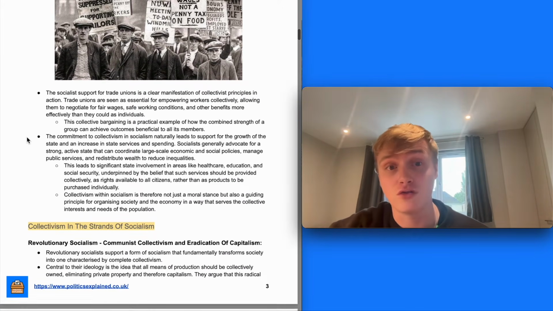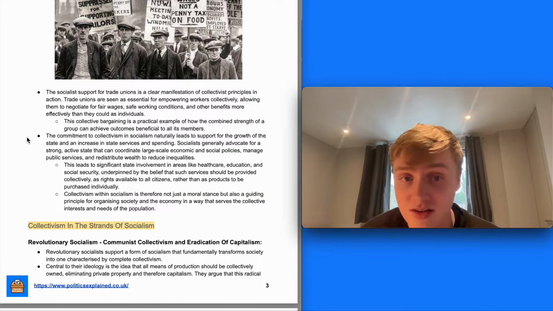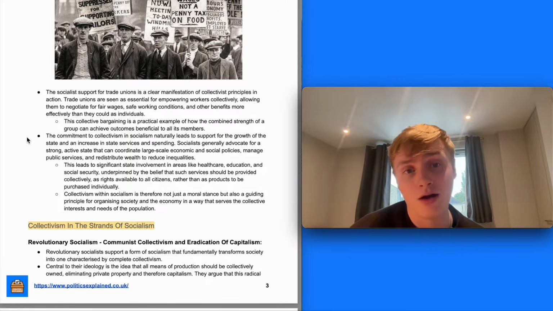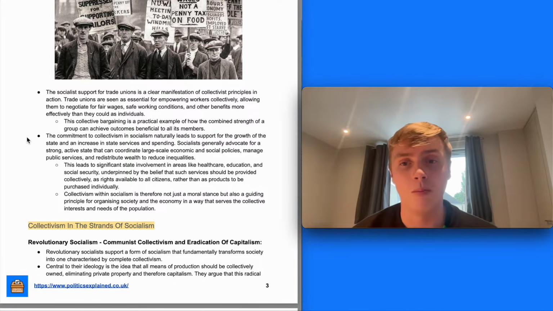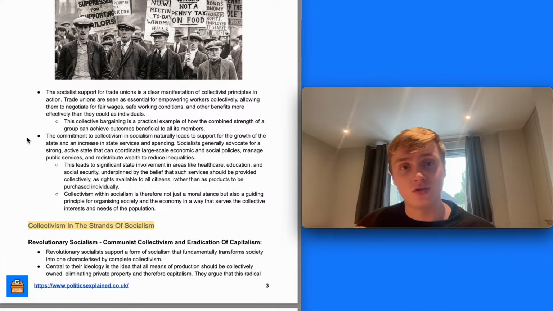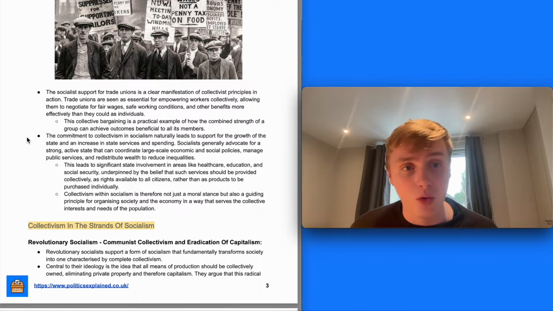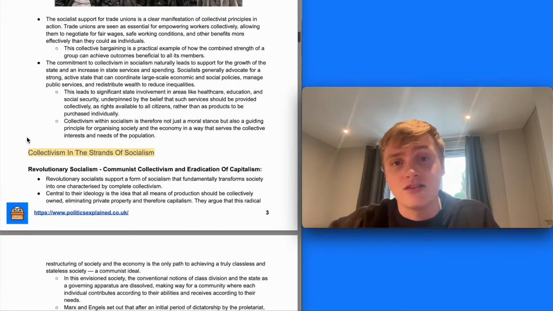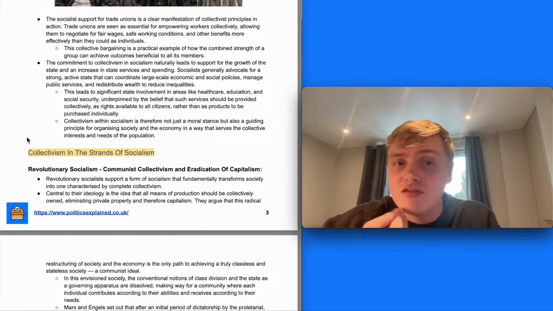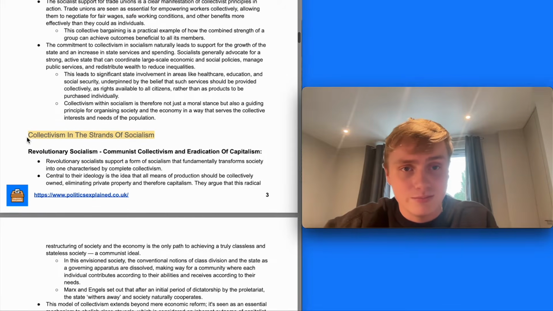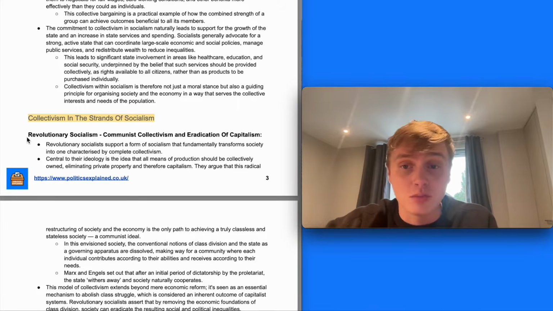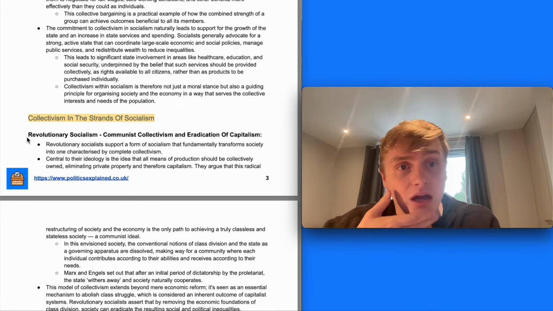So the socialist support for trade unionism is a clear manifestation of this collectivist principle, because trade unions are seen as key for empowering workers collectively. Workers come together and bargain for a much better distribution of resources and wages for them all. And it's a practical example of how the combined strength of a group can achieve beneficial outcomes for all of its members. And ultimately, the commitment to collectivism leads to a natural support for a larger state.